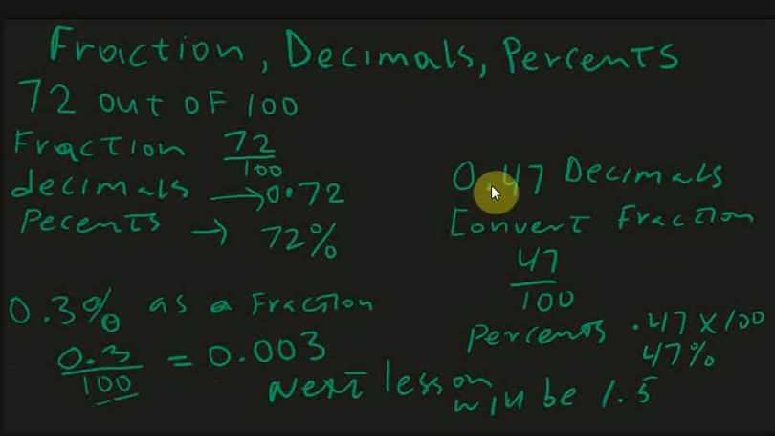Let's say you have 0.47. This is what? A decimal. Change this to a fraction. You divide by 100: 47 over 100, right? To change to a percentage, 0.47 times 100 gives you 47 percent. This is how you can move back and forth, changing into fraction, decimal, and percentage for 6th grade.